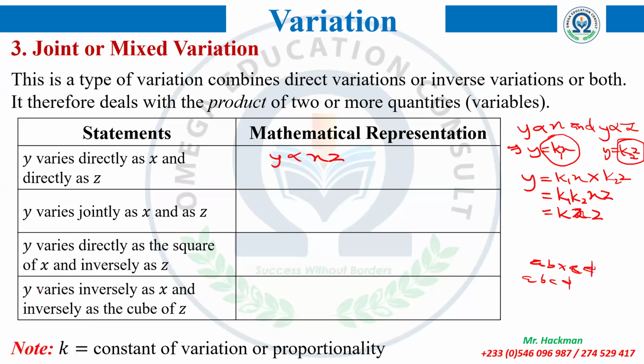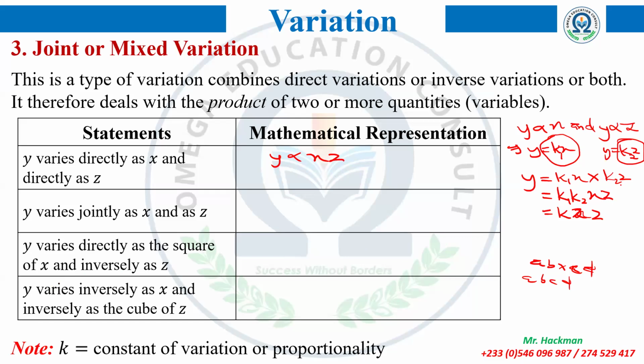Okay, Prof. Herbert. And sir, please, you said K1X times K2Z. Sir, please, your answer, shouldn't it be K squared XZ? Oh, no, no. K1 is different from K2.